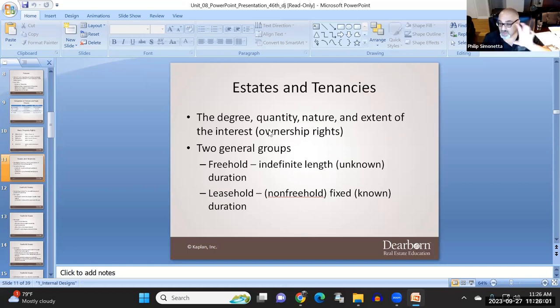So freehold is the owner, has the deed, has the house, does whatever they want with it as long as they want. Leasehold is the renter, the tenant. And they have the lease for an amount of time, 1 year, 5 years, 10 years, if it's a business, you know, whatever it is. Do you understand the difference of that? Yes. Okay, you need to know that.